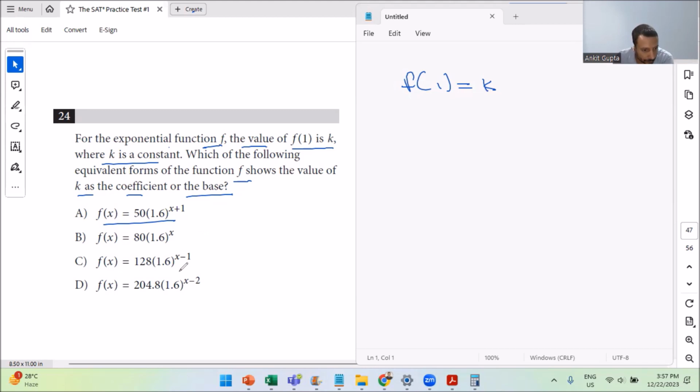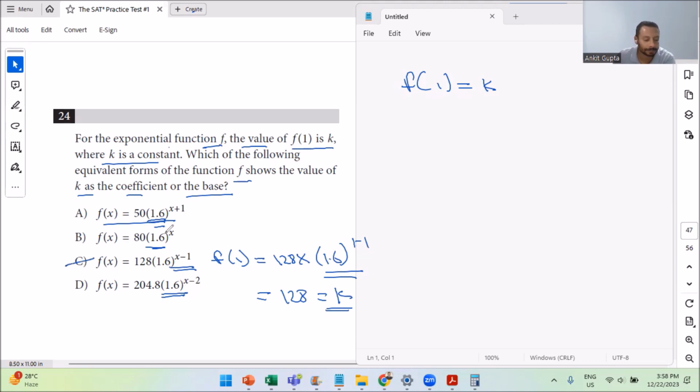So if you're able to find that function like over here, if we put the value of f of 1, we will end up getting 128 multiplied by 1.6 raised to 1 minus 1, which will become 1 here and will be equal to 128, right? Which is equal to the constant. In every other function, if we write the value of f of 1, we will get some multiple of 1.6, right? So in this case, 1.6 squared. In this case, it gets multiplied with 1.6. And in this case, it will get divided by 1.6 because it will be 1.6 raised to minus 1. So the answer will be option C.